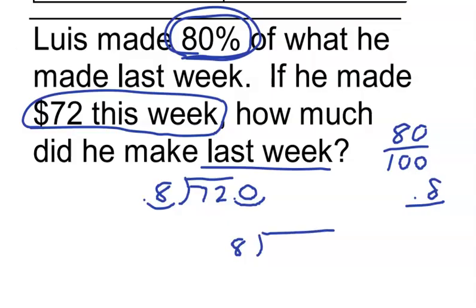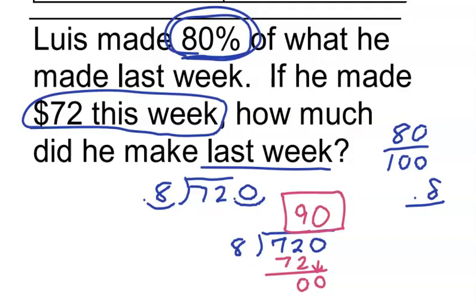All right, so how many times does 8 go into 72? Well, we know, as a matter of fact, that 8 will go into 72 9 times exactly, right? So we'll put a 9 right here. 9 times 8 is 72. 72 minus 72 is 0. So we'll bring down the 0. 8 goes into 0 times. So last week, he made $90.